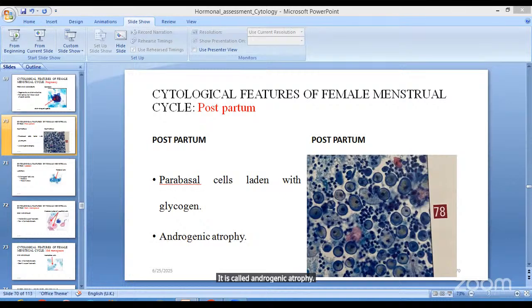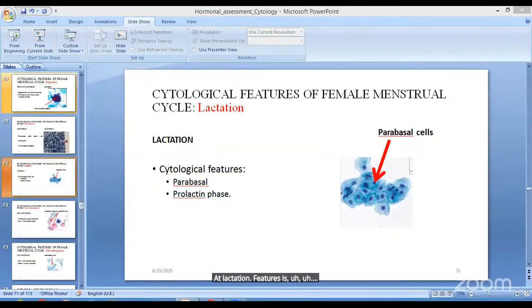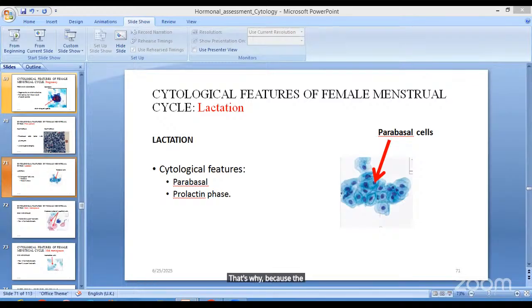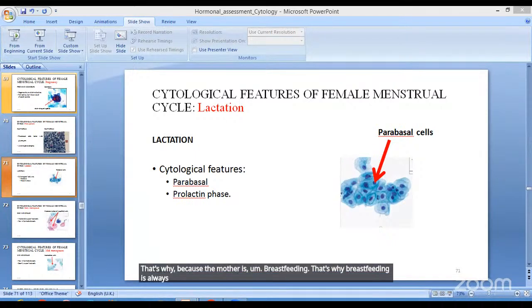At lactation, the feature is parabasal cells due to prolactin effect. Prolactin takes over the stage. You should be surprised why prolactin comes in now. That's to arrest the further activity of the endometrium until the baby is fully weaned. That's why, because the mother is breastfeeding, breastfeeding is always encouraged in women.